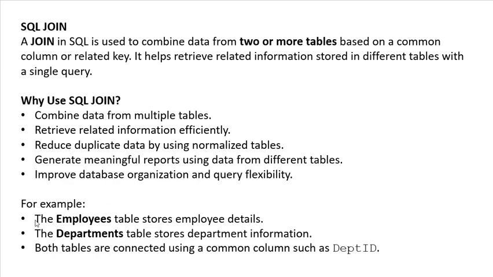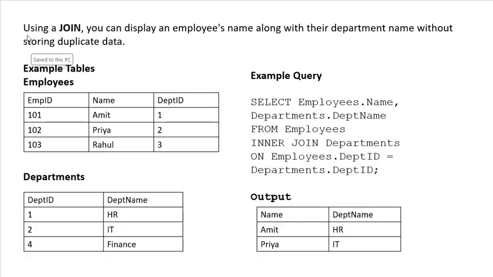For example, the employees table stores the employee details, and the departments table stores the department information, and both tables are connected using a common column such as department ID. Let's check the example. Using a join, you can display the employee names along with department names without storing duplicate data.